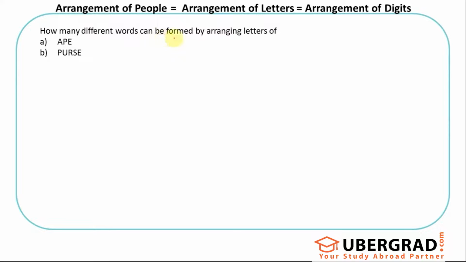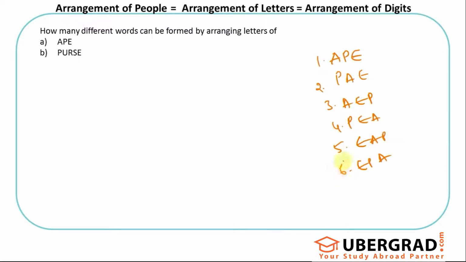How many different words can be formed by arranging the letters of APE? Let me take the brutal, rudimentary way to explain this. APE is one word, PAE is another word, AEP is another word. Here you don't look for the meaning, it's just about moving around the letters. Then what else? APE, PAE, PEA, then I have EAP and EPA. These are 6 different words I can make with the letters APE.